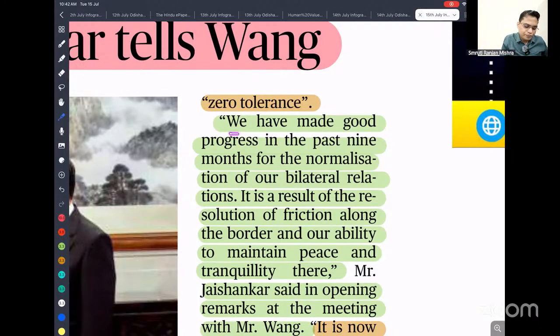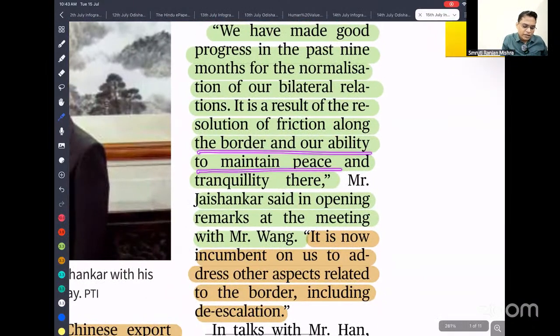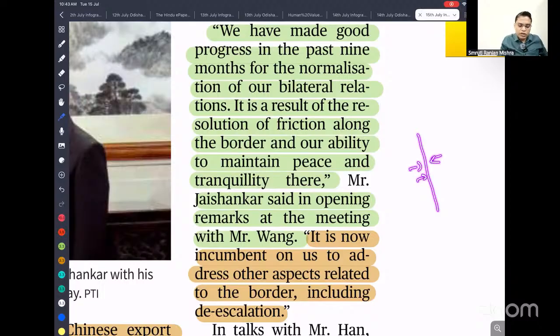So we have made good progress in the past 9 months for normalization of our border relationship. It is the result of the resolution of the friction along the border and our ability to maintain peace and tranquility there. So it is now incumbent on us to address other aspects related to the border, including de-escalation. So though we have disengaged, that means the security forces are not engaging or are not in constant tension, but they are yet deployed there. Right? So we have to move them back.